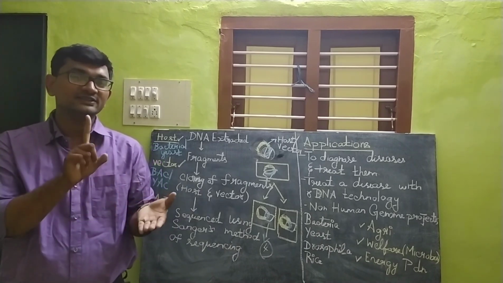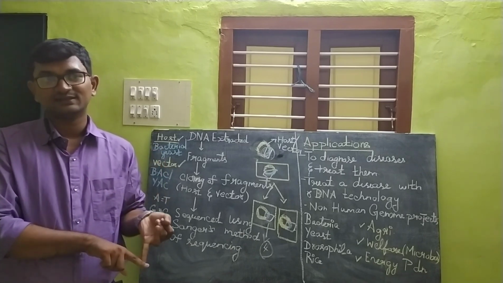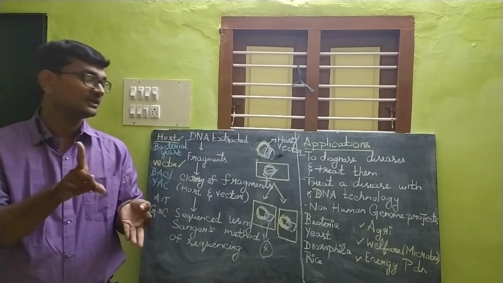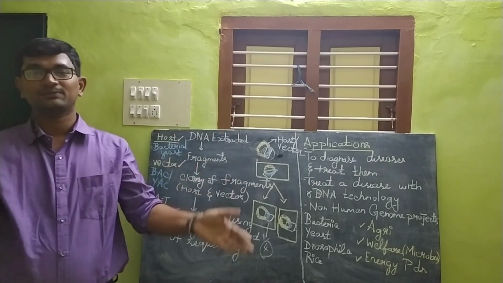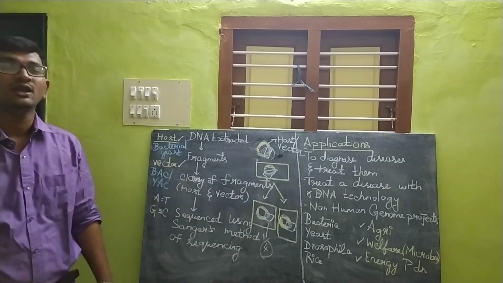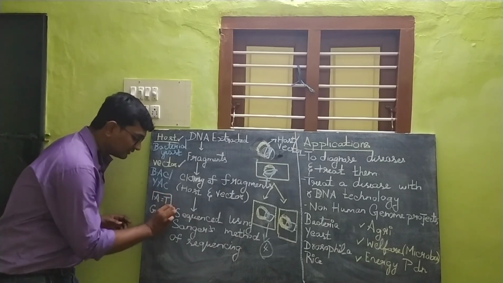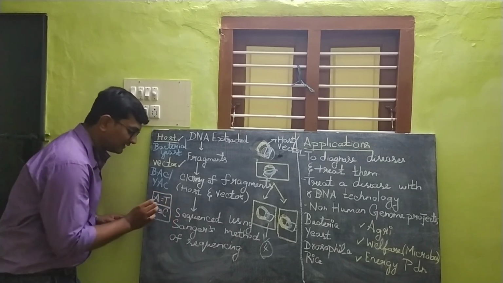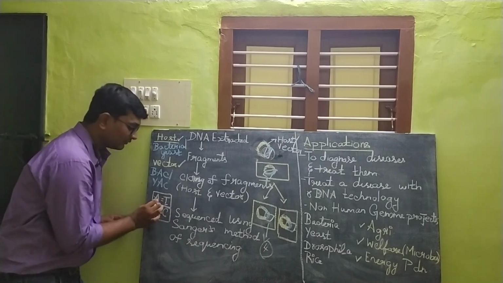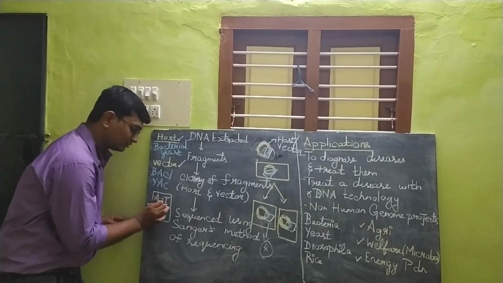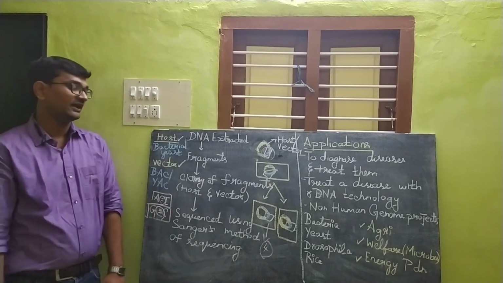So the steps used are: first we have to extract the DNA, then we have to cut it into fragments, third we have to clone the fragments, and fourth we have to sequence, that is, separate using the Sanger method of sequencing. When we go for the Sanger method of sequencing, the basic principle is that we check whether adenine is paired with thymine or guanine is paired with cytosine. When adenine is pairing with thymine, there should be a double hydrogen bond. When guanine is pairing with cytosine, there should be a triple hydrogen bond.